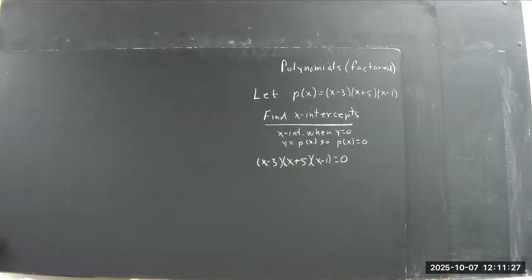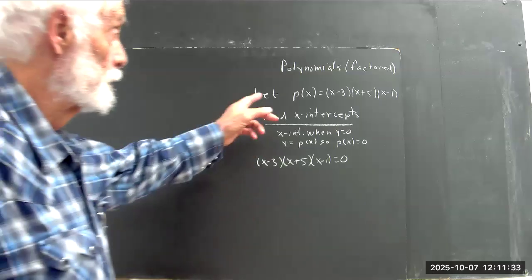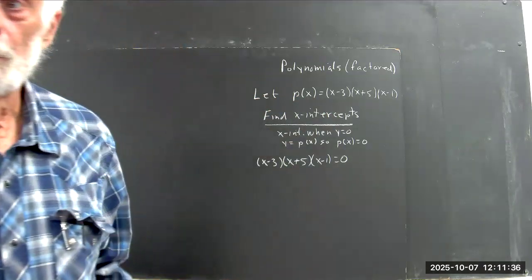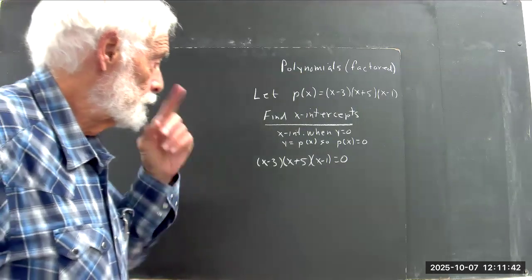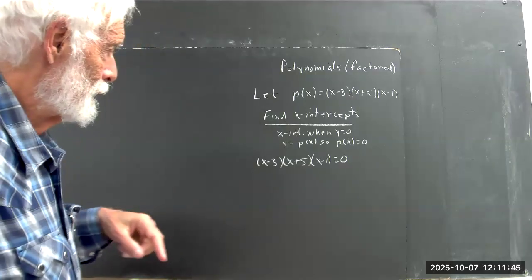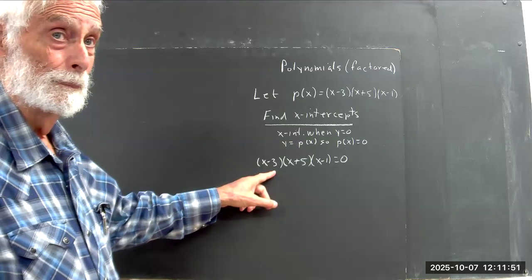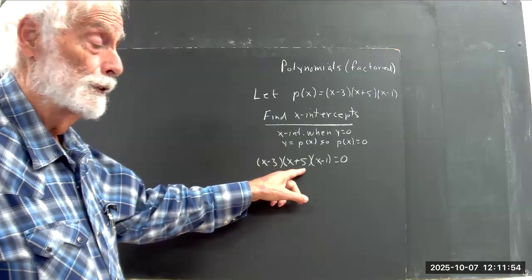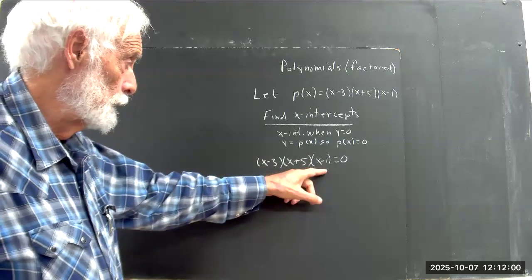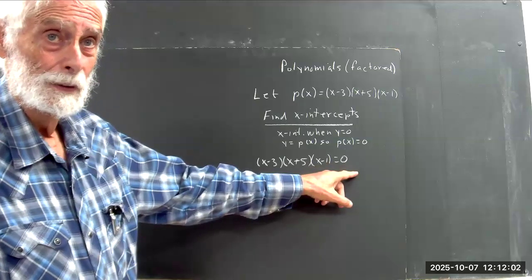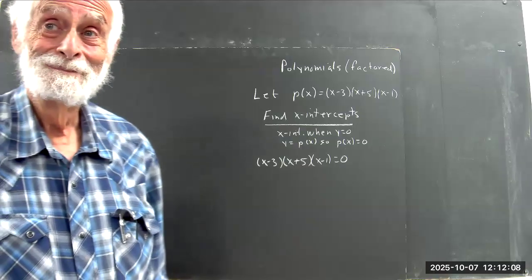Now, can anybody with their fingers show me a number that would make this left-hand side 0? 2? Well, if x equals 2, you've got x minus 3, which would be -1, and you've got x plus 5, which is 7, and x minus 1, which is 1. So we've got -1 times 7 times 1, which gives us -7. That doesn't give us 0. Okay? Try again.